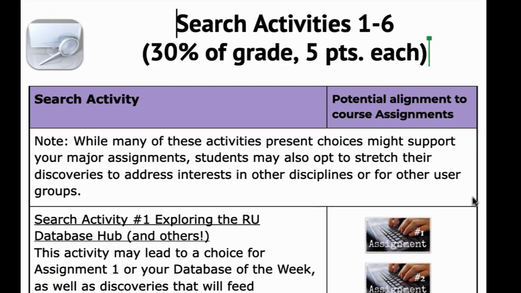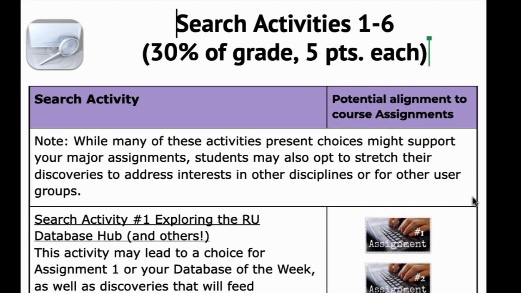First, the things that are not the actually labeled assignments. You'll have a series of 6 search activities, which will account for 30% of your grade, 5 points each. This happens pretty much at the beginning of the semester, not every single week, but they're staged. And they're staged to go along with the learning that we're doing, and also to help you build the skills that you need. These activities may offer opportunities for you to create things that are used in assignment 2, but they don't necessarily have to.